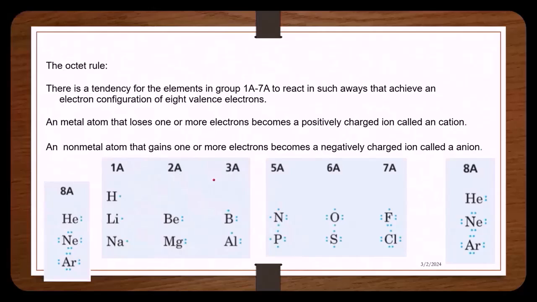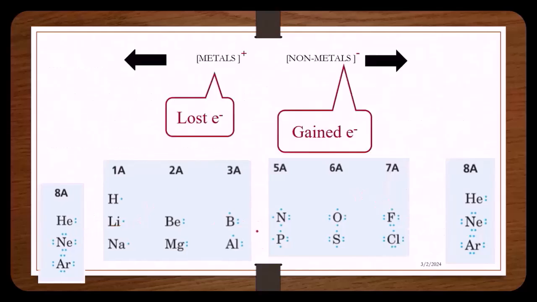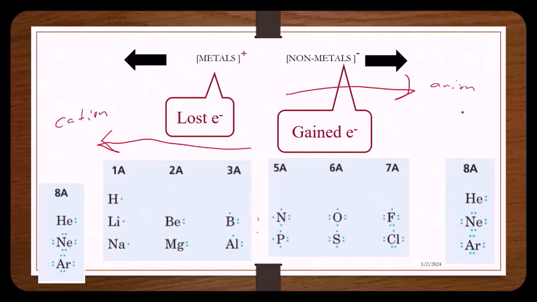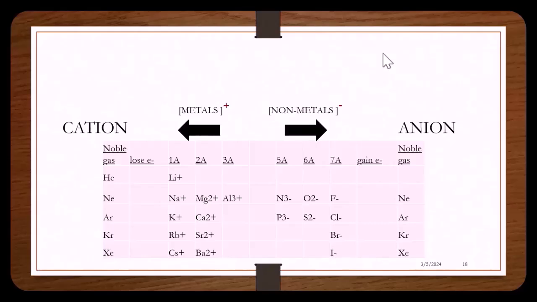I want to take our table and break it up to illustrate what is happening. Looking at lithium, it would have 2 shells, and it has 1 valence electron on the outermost shell, so it would lose an electron to reach the noble gas configuration of helium, and fluorine would gain an electron to reach the noble gas configuration of neon. So metals will lose electrons to become cations, and nonmetals will gain electrons to become anions. Here's a more detailed table, just for completeness' sake, to illustrate what ions would be formed.